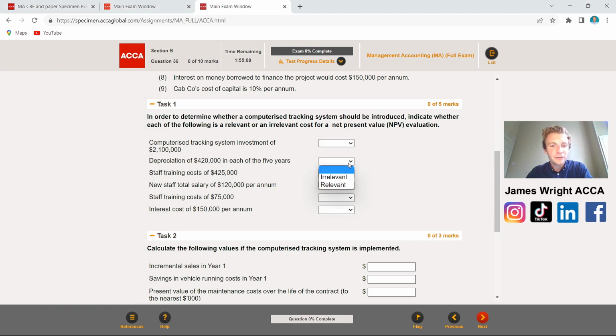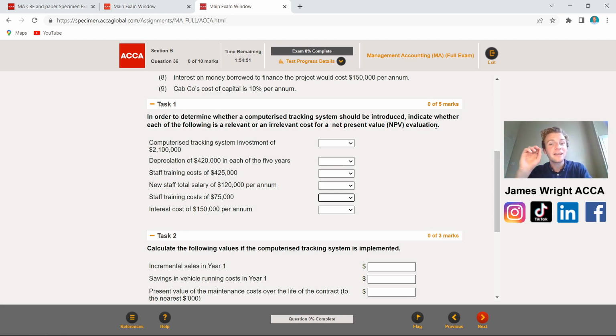So for this question on here, it was all about, is the actual figure relevant to the NPV evaluation, yes or no? And what that means is, should we take into account the figure when we're doing our NPV calculation?